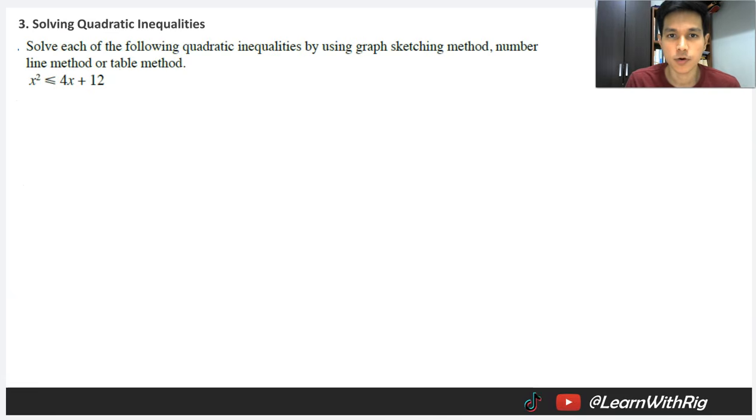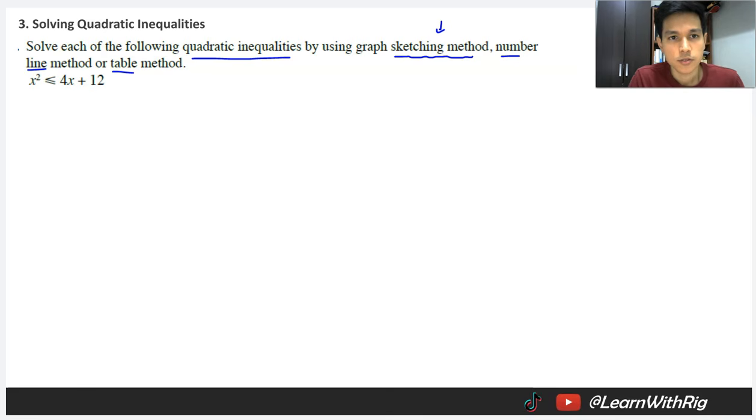Solve each of the following quadratic inequalities by using graph sketching method, number line method, or table method. Now, this is quadratic inequalities, so it's not the same as how you usually solve a quadratic equation. I'm going to show you how to solve this. There are 3 ways I'm going to show: first is the sketching method, then the number line method, and the third is the table method. Personally I think the easiest is still the sketching method. It's actually very straightforward.